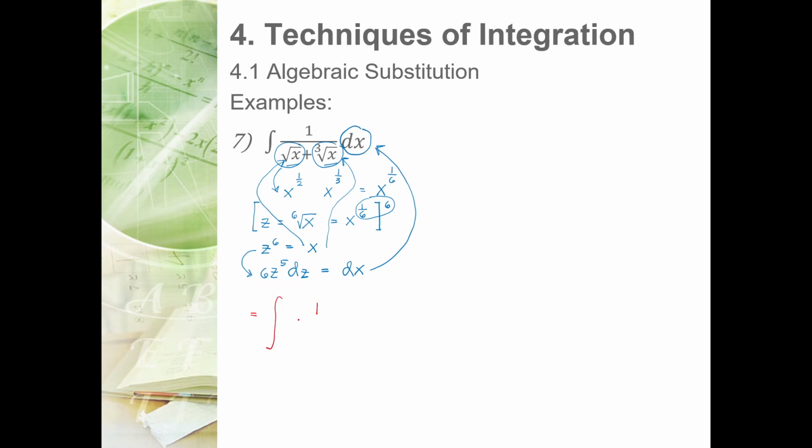Okay, so 1 all over the square root of x. So this one is the x parameter. That's z to the power of 6 plus the cube root of z to the power of 6. So dx is 6z to the fifth dz. So muna siya.